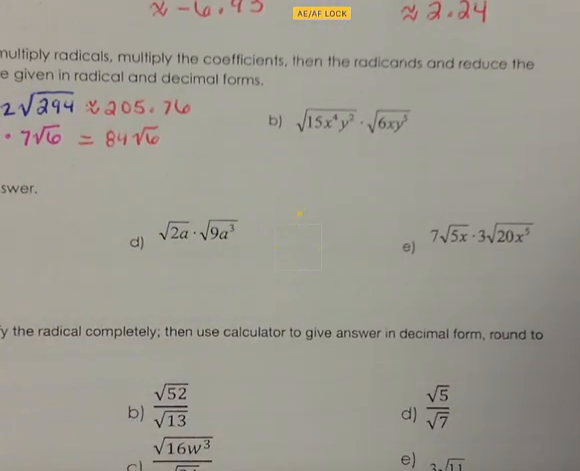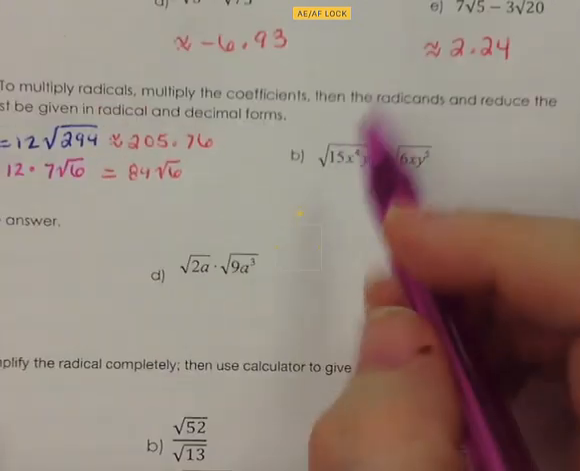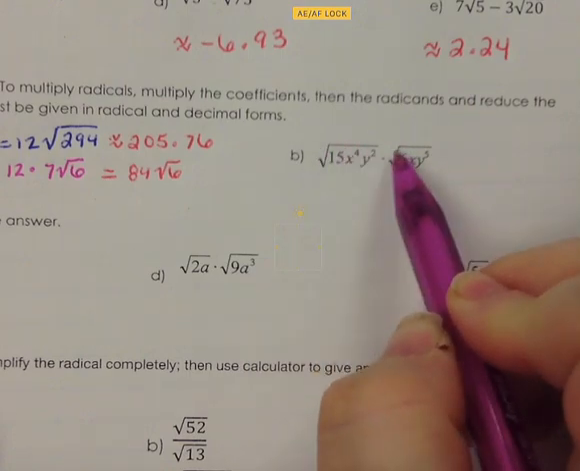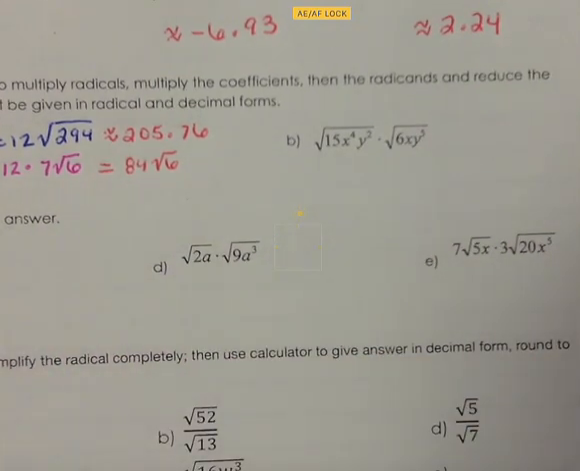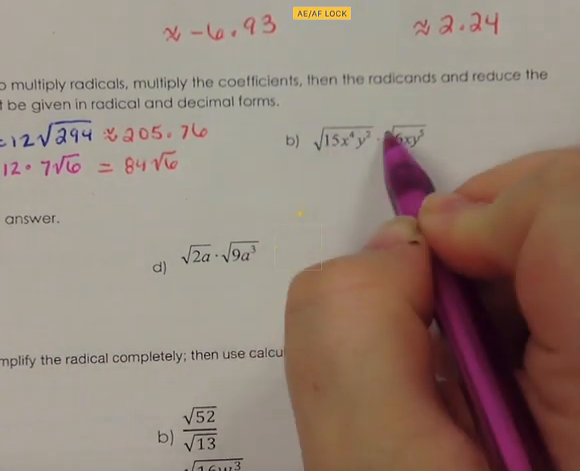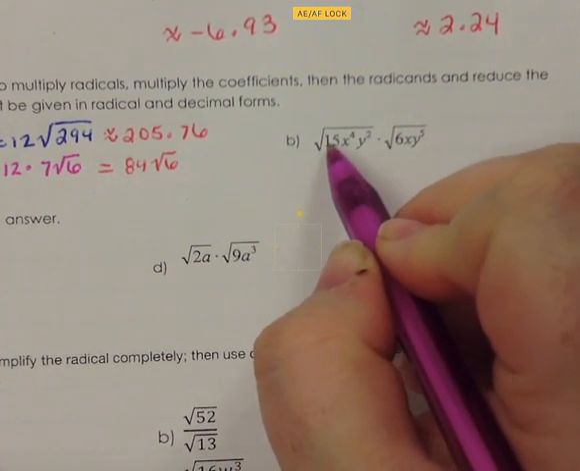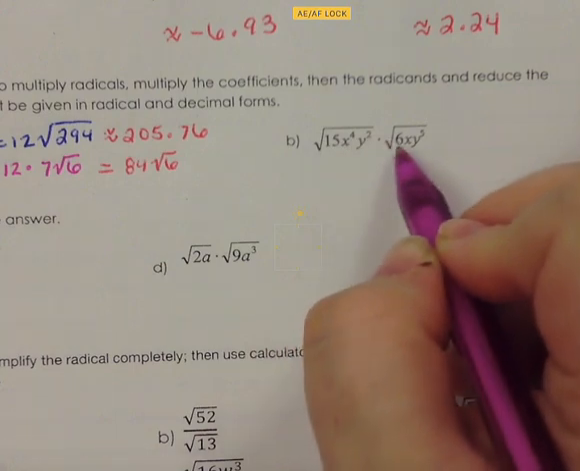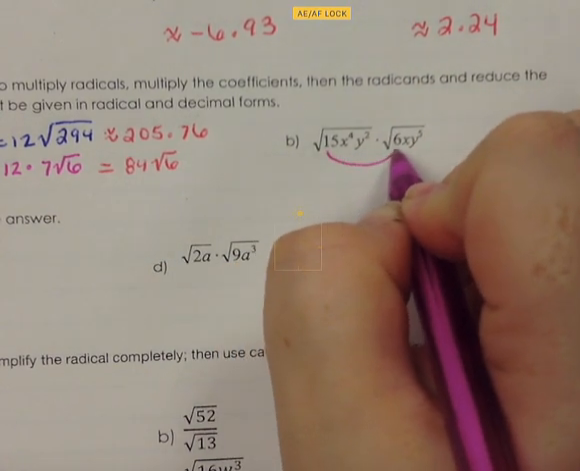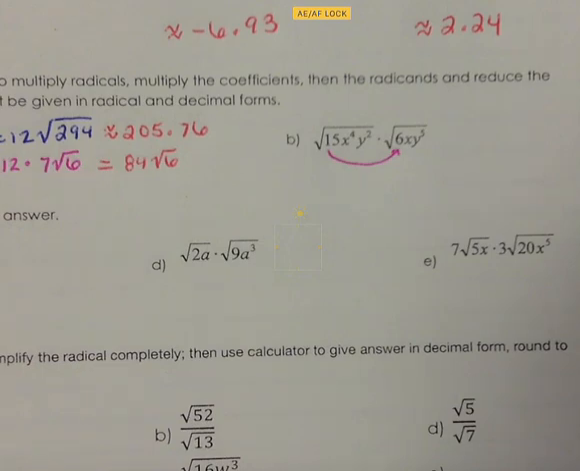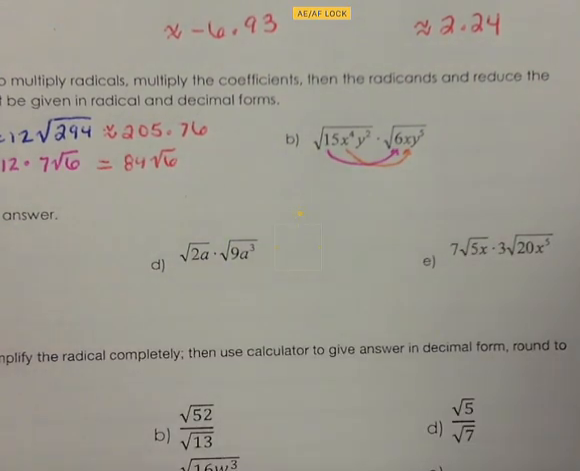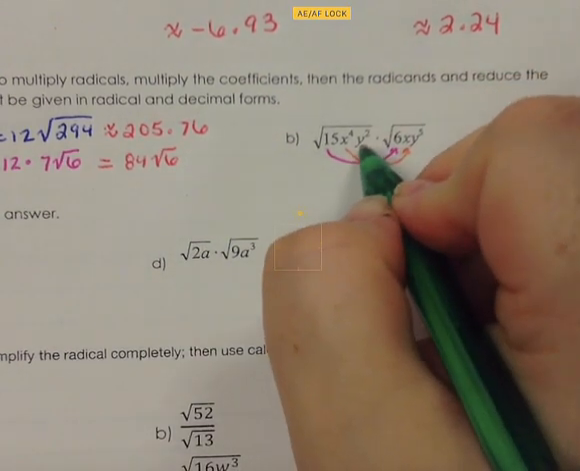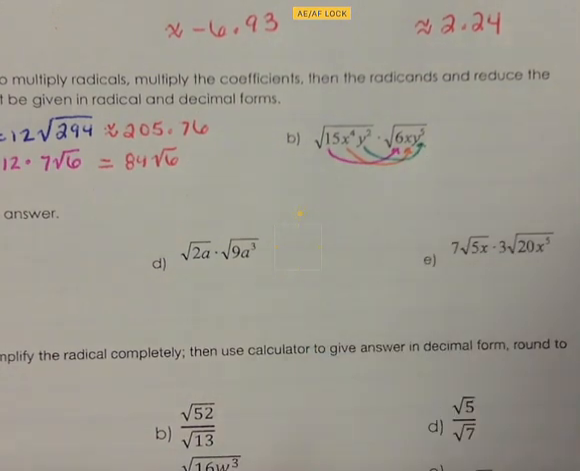On example B, we have numbers and letters, so again, we have to multiply. The coefficient of this one is 1, and the coefficient of this one is also 1, so we don't have any coefficients that we have to worry about. Because these are square root and square root, that means we can multiply. You multiply your radicands, the things that go together. So 15 and 6 will multiply together. Then x to the 4th and x to the 1st will go together. And then y squared and y to the 5th will multiply together.